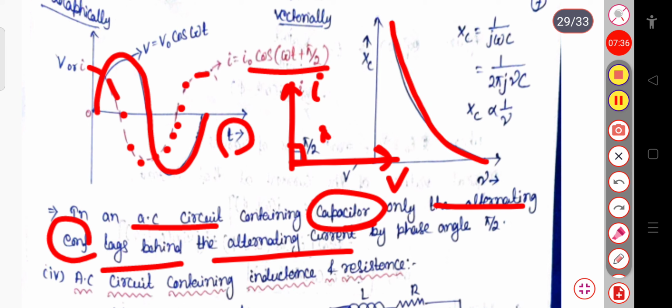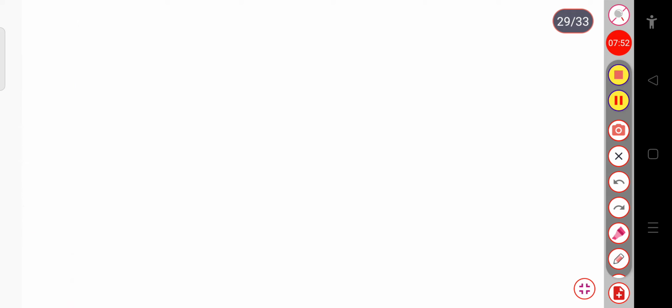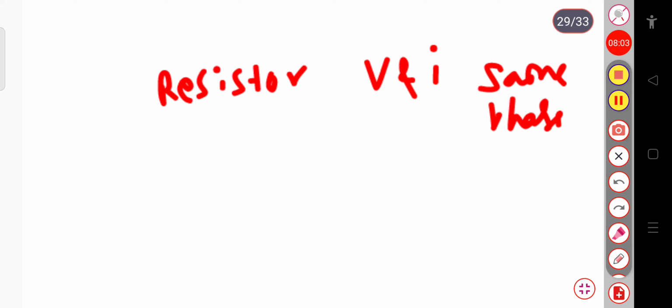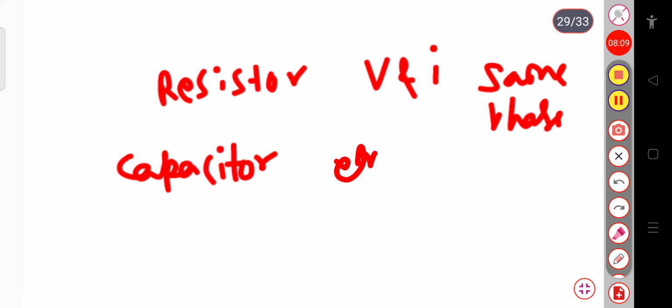Basically you have to keep in mind that in an alternating current circuit having a capacitor, the alternating EMF will lag behind the alternating current by pi by 2. If you remember, in case of a resistor, the voltage as well as the current are in the same phase. But in case of the capacitor, as we have seen, the EMF lags behind the current by pi by 2.